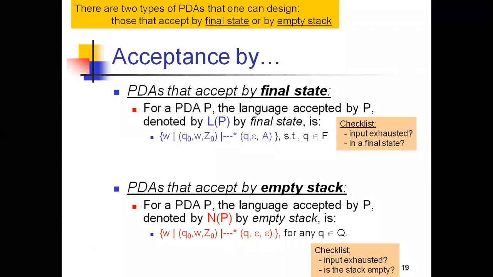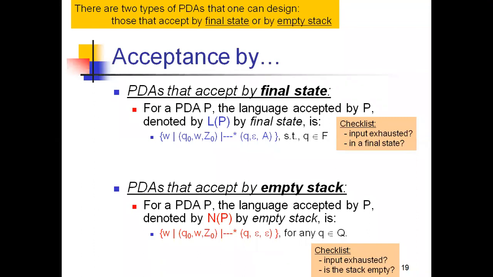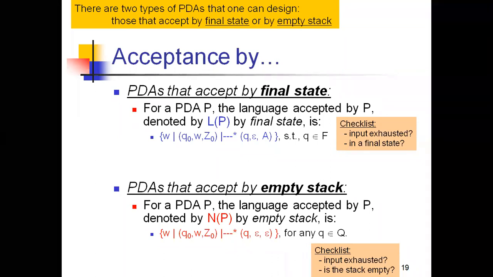Is it clear how to show the acceptance of the PDA by the final state, and how to show the acceptance of the PDA by making it an empty stack? These are the two most important concepts.